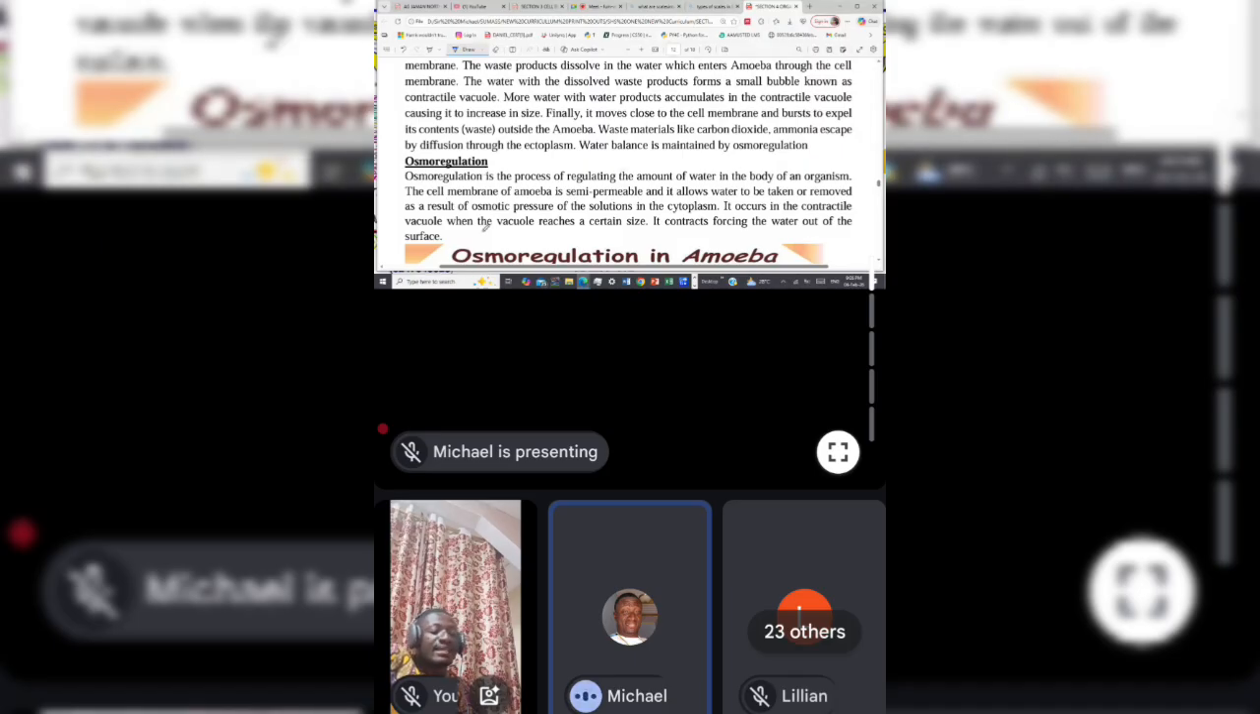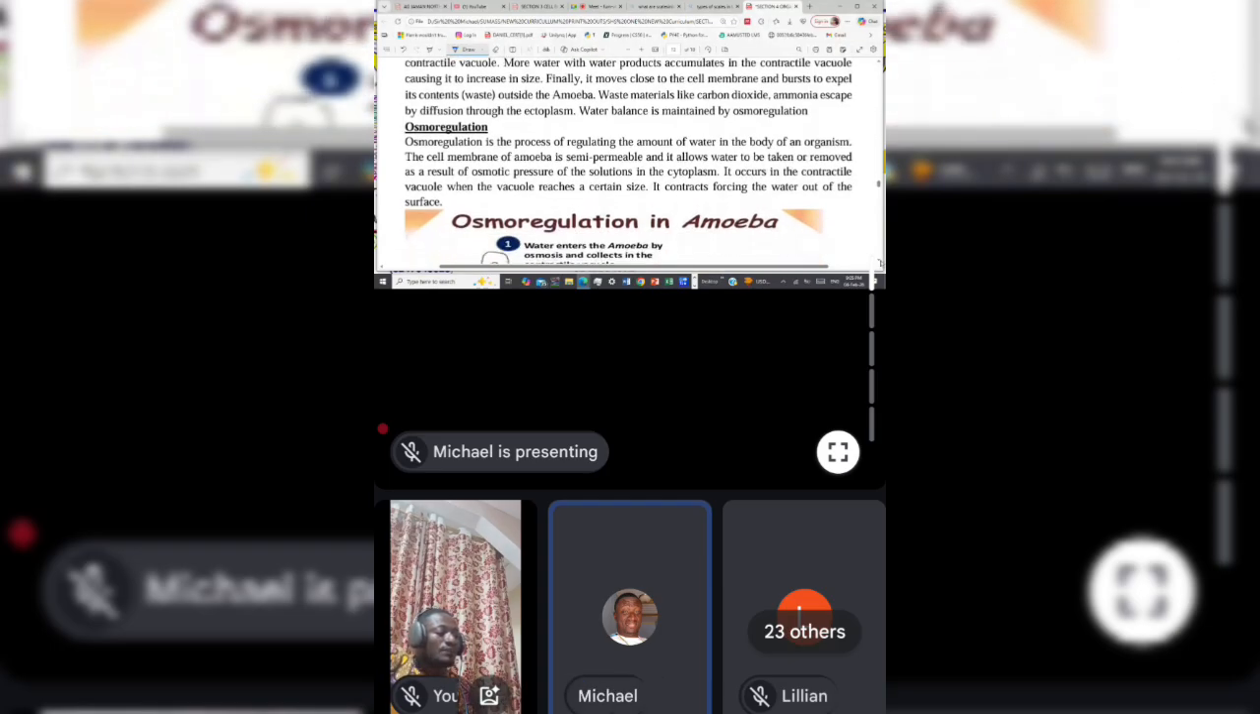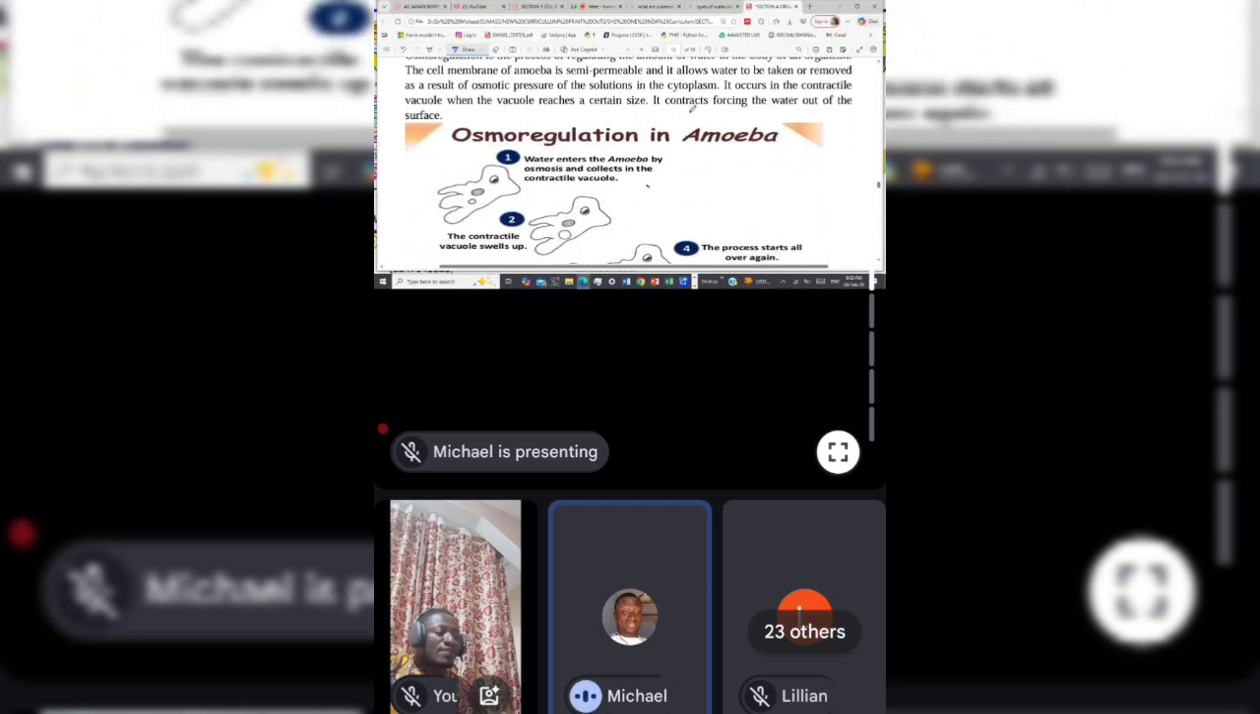The cell membrane of the amoeba is semi-permeable, so it allows water to be taken in or removed as a result of osmotic pressure in and out of the cytoplasm. So it is done by the contractile vacuole. When it reaches a certain size, it will come closer to the cell membrane, burst and release everything out, or it will be exocytosed. So this will contract, forcing water out of the cell. This is an example of osmoregulation.